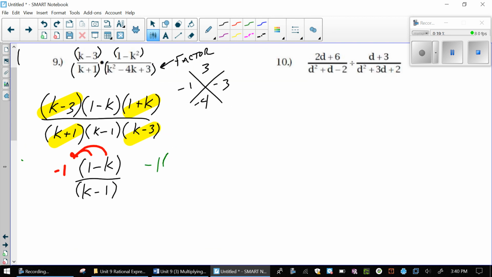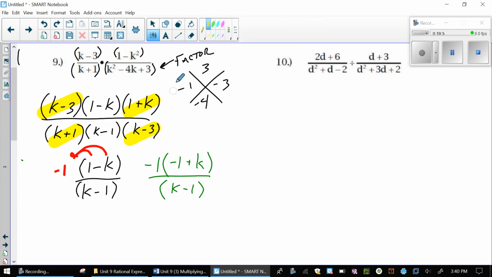Here's the negative 1. When I take out that negative 1, that's going to change the signs. So it changes that to a negative 1, makes that negative. Changes that k to a positive. And on the bottom, we still have this k minus 1. And now these two are the same thing. Negative 1, positive k, positive k. So we can cancel them out. So even though they didn't look the same, we can make them the same.